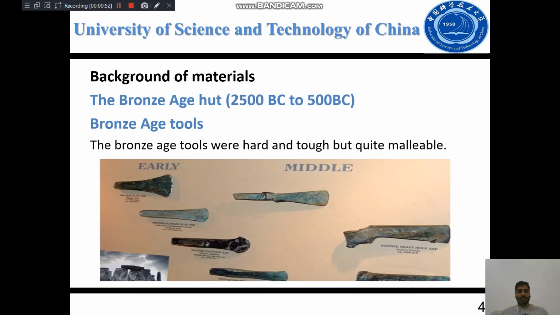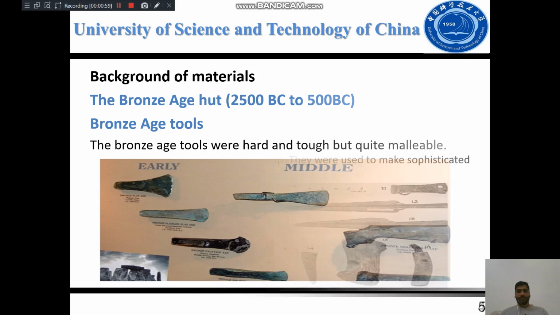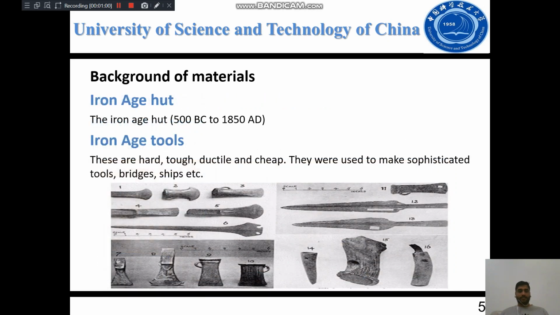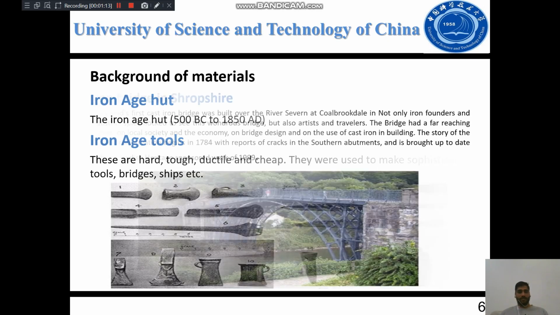The Bronze Age. Bronze Age tools were hard and tough but quite malleable. Here are examples of Bronze Age tools. The Iron Age, 500 BC to 1850 AD. Iron Age tools are hard, tough, brittle, and cheap. They were used to make sophisticated tools, bridges, ships, etc.